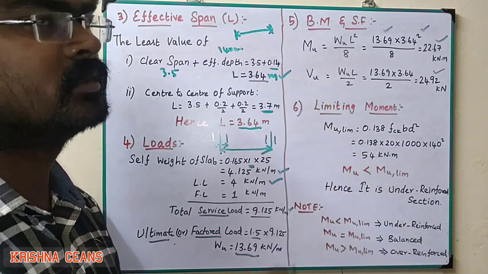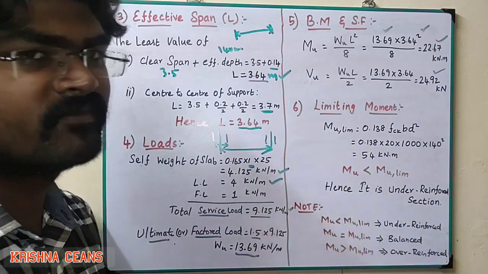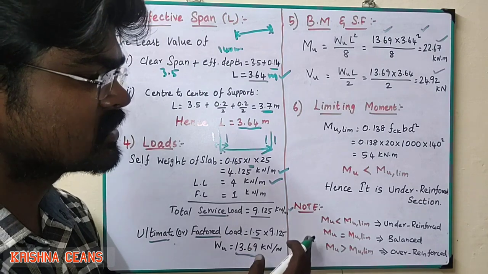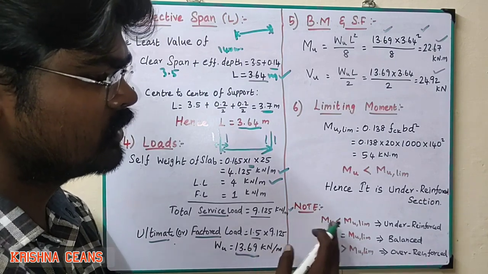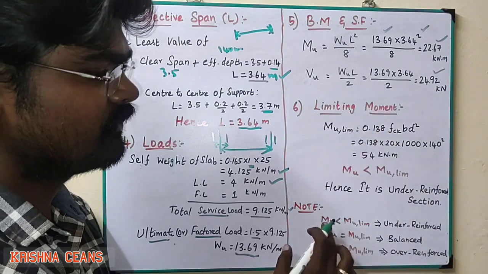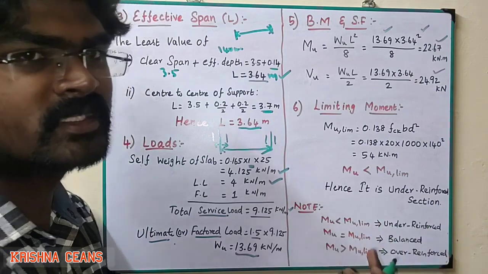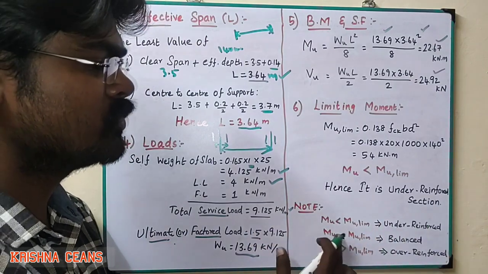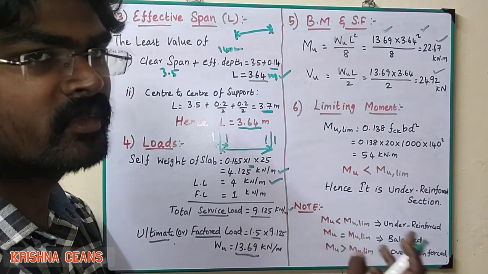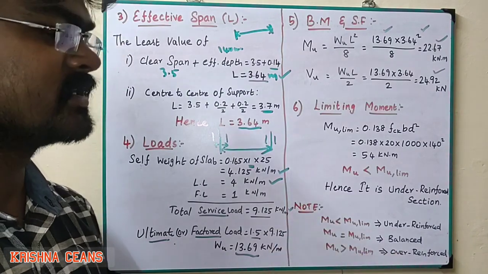So this is the factored bending moment and factored shear force. Next we have to check whether it is an under reinforced, over reinforced or balanced section. For that, the condition is Mu compared with Mu limit. If Mu is less than Mu limit, it means under reinforced, that is an economical one. If Mu is equal to Mu limit, it means balanced. If Mu is greater than the Mu limit, it is over reinforced, so it is an uneconomical design. So we have to redesign if that comes.